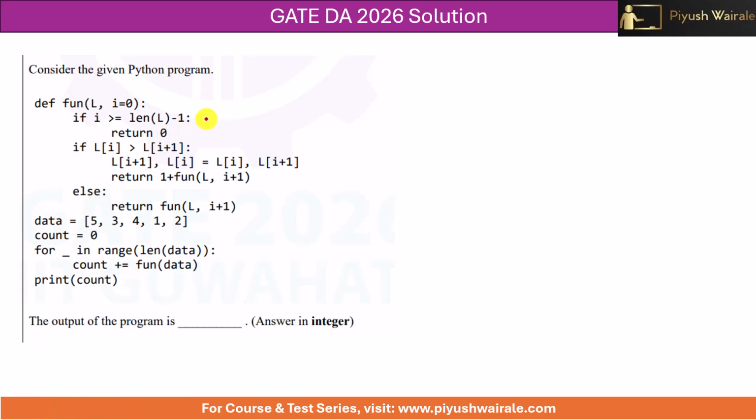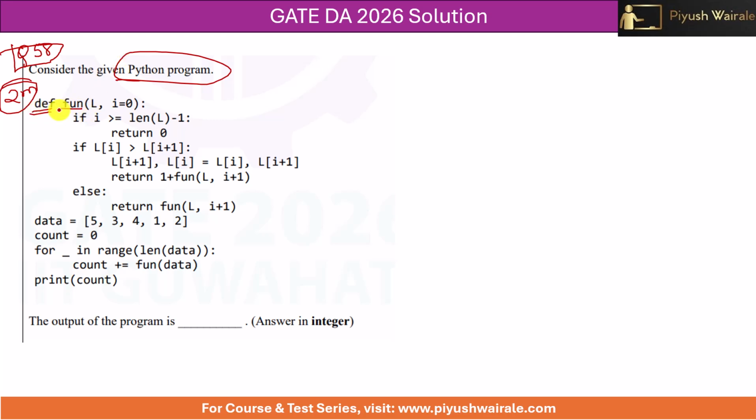Hello everyone. So in this video we are going to discuss question number 58 of the GATE exam, and this question was asked for 2 marks. It is a simple question based on Python programming. Okay. So here we have the function.